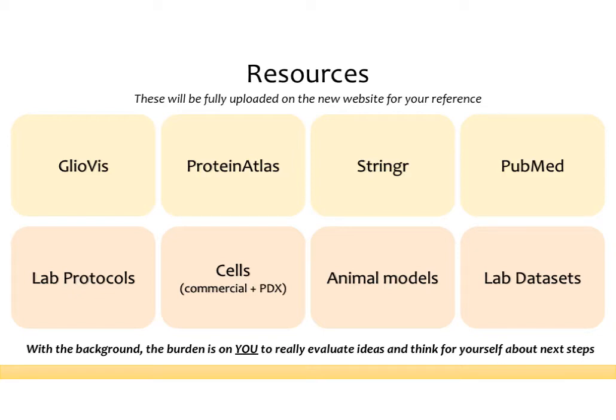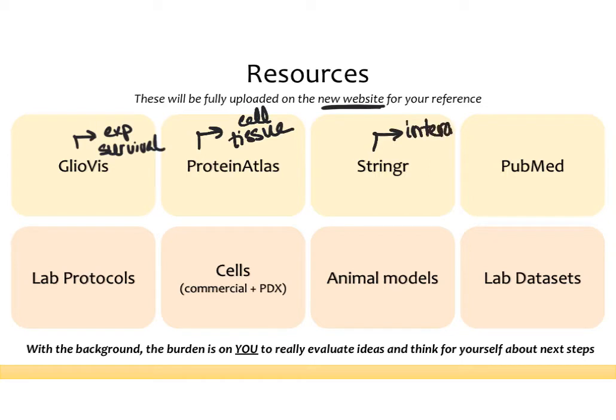So for people who are in our lab or people who want to see these resources, we will have a website where everything will be fully uploaded that you can look at. But just so you all know, a brief overview of some of the resources available would be GlioVis, which is really good for looking at expression and survival data in GBM patients. Protein Atlas, which is good for looking at cell and tissue expression, both in normal tissue and in various cancers. Stringer, which is good for looking at interactions across different proteins. And PubMed, which is of course good for reviewing all the literature that is out there.